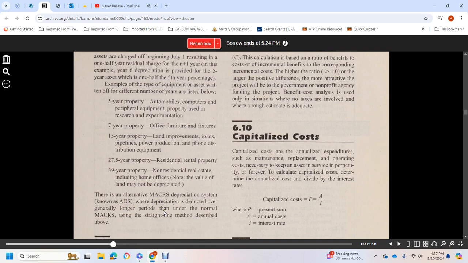There is an alternative to the Modified Accelerated Cost Recovery System, known as ADS. Depreciation is deducted over generally longer periods than under the normal Modified Accelerated Cost Recovery System, using the straight-line method described above.